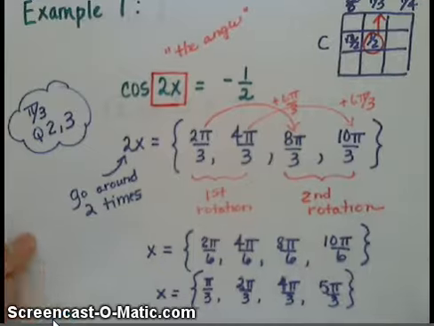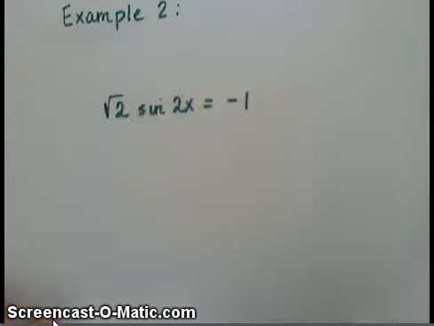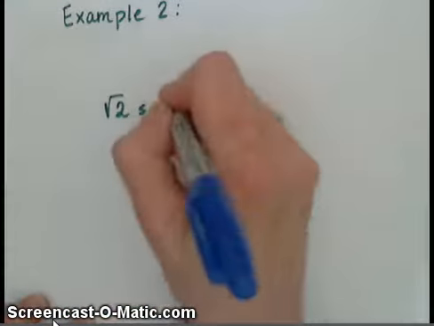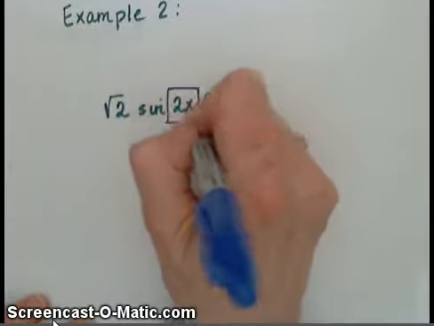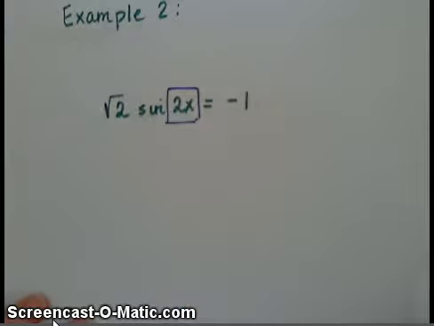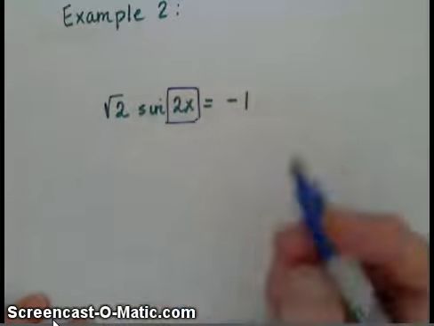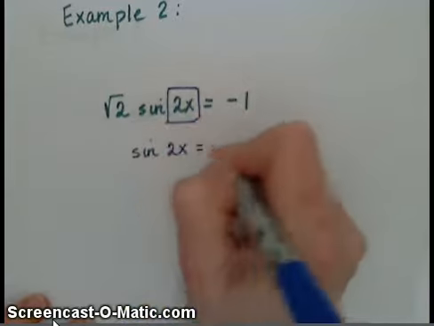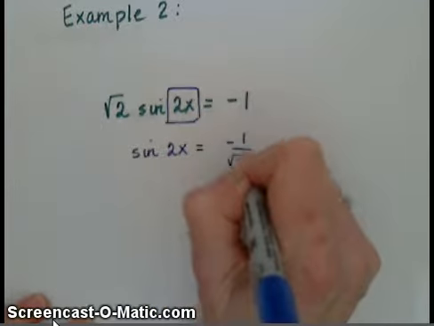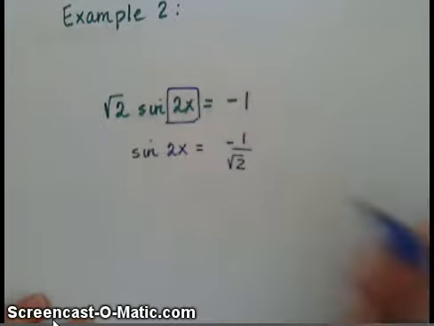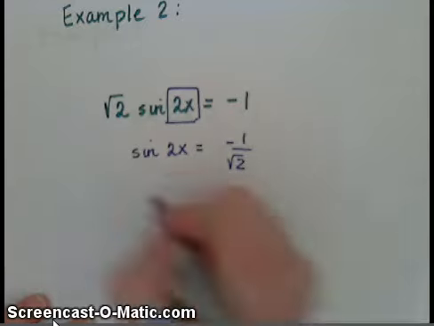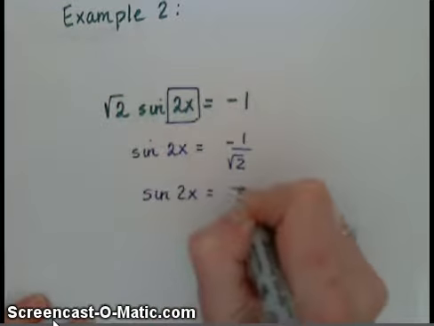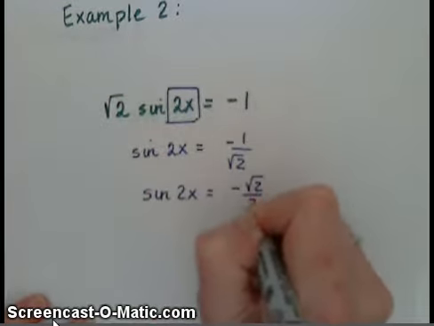Let's look at example 2. Okay. Example 2, square root of 2 sine 2x is equal to -1. Now again, I'm going to box 2x. You do not break in on that. That's the angle. So I'm going to divide by the square root of 2, and I'm going to have the sine of 2x is equal to -1 over the square root of 2. Now, we don't want to leave that radical down in the bottom, so let's rewrite that. The sine of 2x is equal to negative square root of 2 over 2.